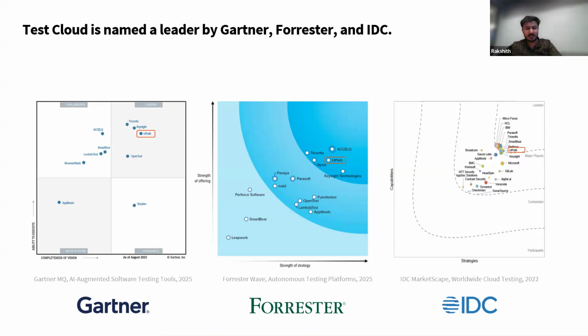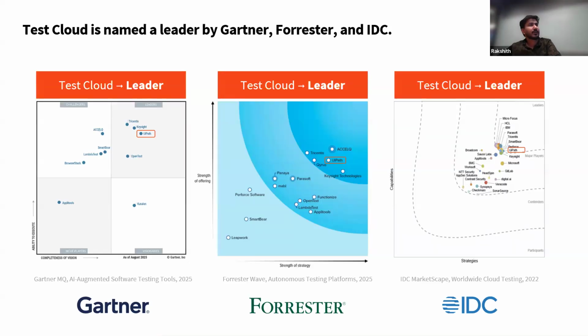As you can see, these are some of the leaders in test cloud. We are named a leader by some of the top firms, Gartner, Forrester, and IDC. You can see where exactly UiPath is leading. We have different competitors, but we are leaders in each and every domain. It can be Gartner, Forrester, or IDC.